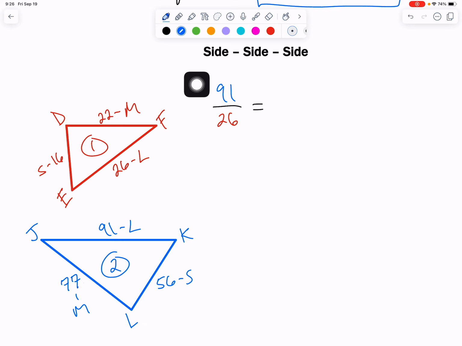Well, if I did blue as my numerator, or triangle 2, my numerator for the other two of these also has to come from the second triangle. So 77. And let's set this over our medium of 22. Then we will work our smalls. 56 over, great job, class, 16.